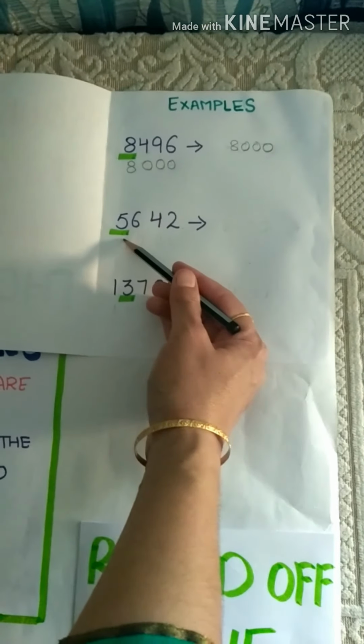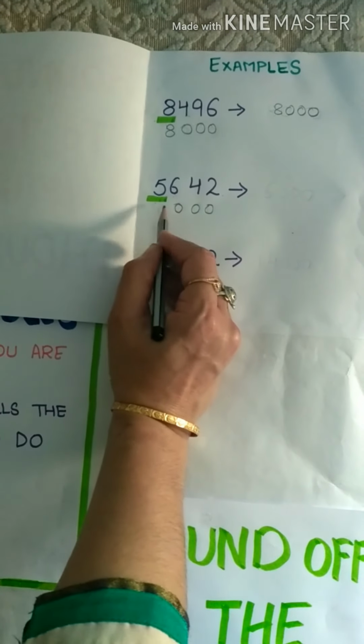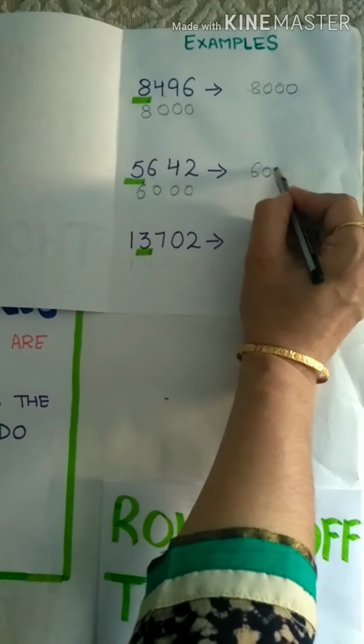Move to the next example, that is 5642. Again 5 is at the 1000 place. Write 0 at ones, 0 at tens and 0 at 100 place. Now the next step is to see the number at the right side of the underlined digit. Here the number is 6. Now what we have to do? Yes, if the digit is greater than 5, then we will need to add 1 in this digit, underlined digit. Here when we add 1 in 5, it will become 6. Now the answer is 6000.